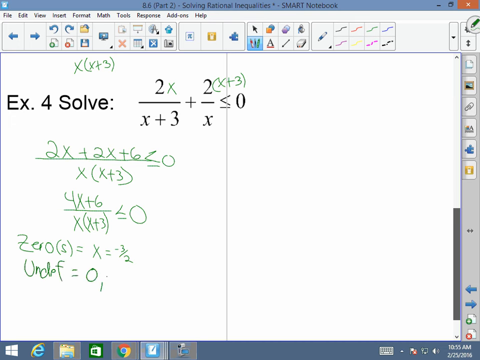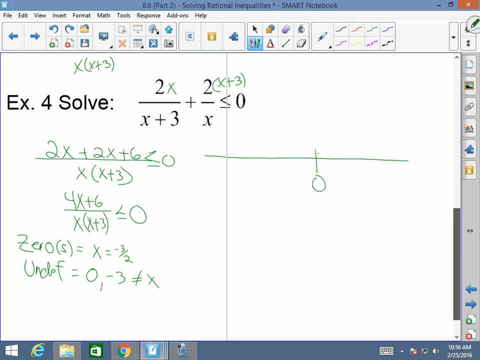Excellent, son, and negative 3. Great job. X cannot equal 0 or negative 3. Beautiful job, son. Now let's make our intervals. Always start with your 0, guys, so you can have a frame of reference. And actually, in this case, 0 not only is for reference, but it's part of the undefineds.